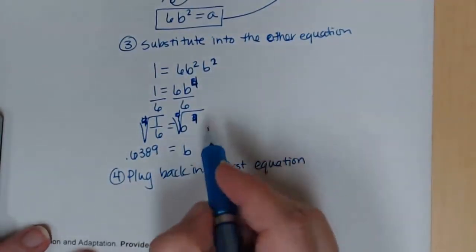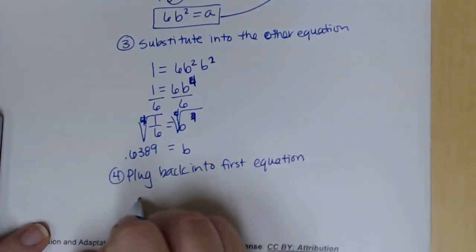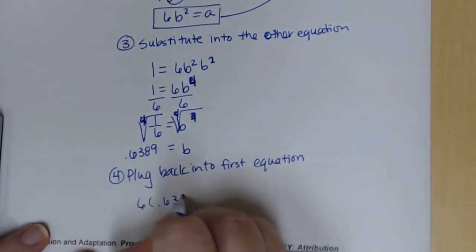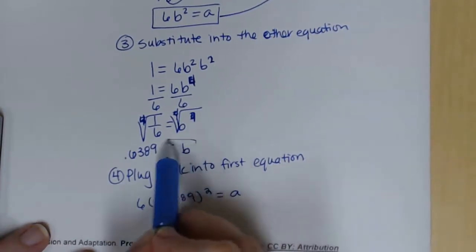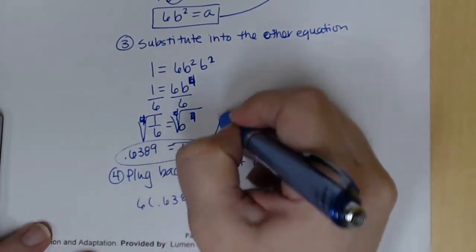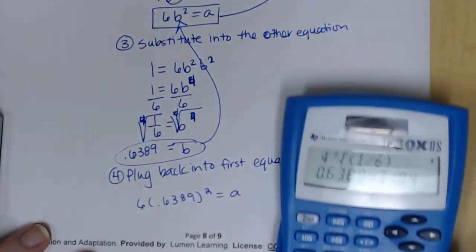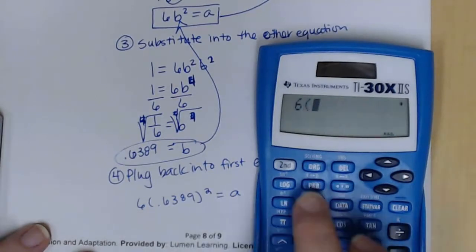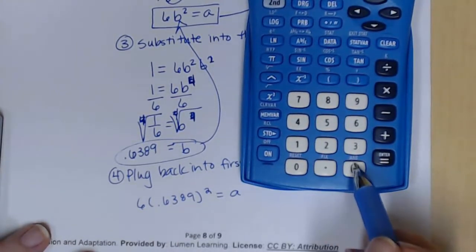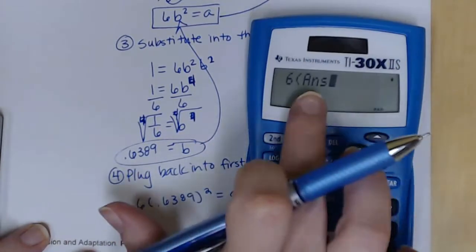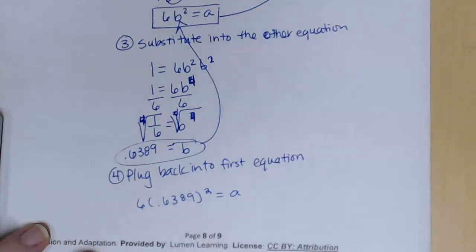Plugging that back into the first equation, notice we already solved it for a here, so now I could just say 6 times 0.6389 squared would be equal to a. I'm just taking this value here, plugging it in here for b. Again, go to your calculator, so I could say 6 parentheses. I'm going to use my answer button. Down here at the bottom where this negative is, it has an ANS button, and that takes my previous answer, and I'm going to square it, and I get my value for a.